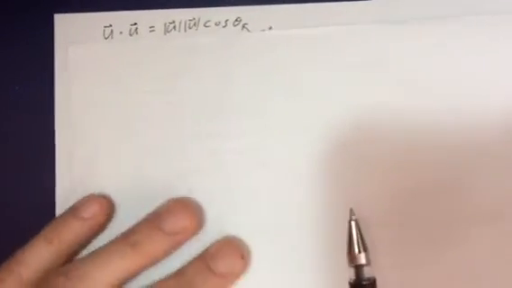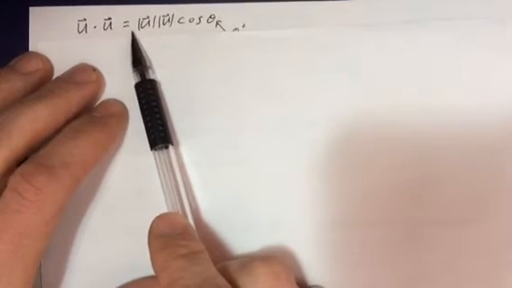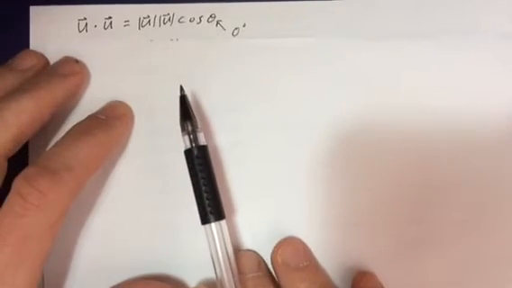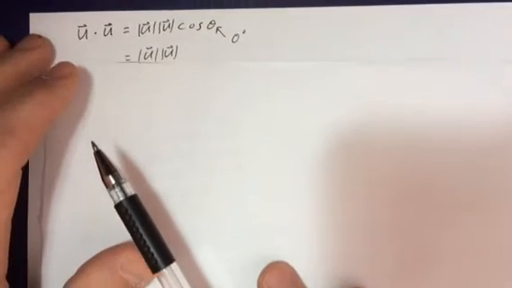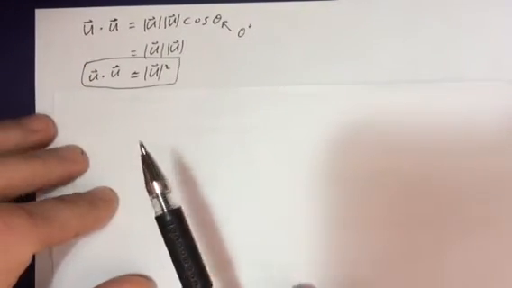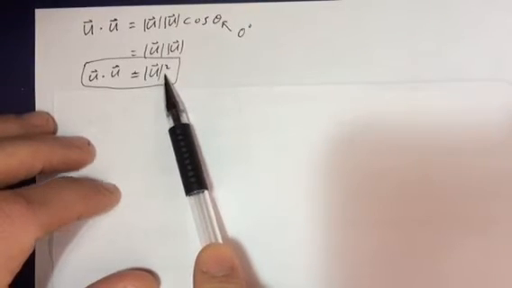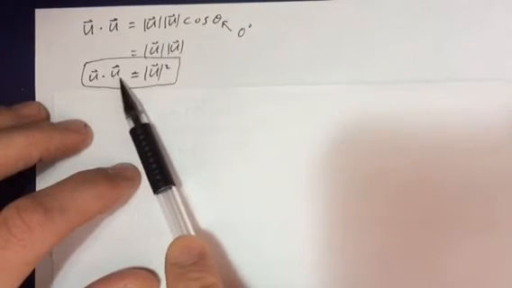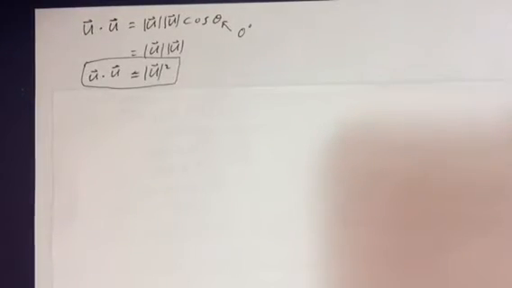And another property here. If you've got a vector dot product with itself, well, the angle between a vector and itself is 0 degrees. Cos of 0 is 1, so we get this nice little formula: magnitude of u times magnitude of u, which is the magnitude of u squared. So a vector dot itself is just the magnitude of that vector squared.